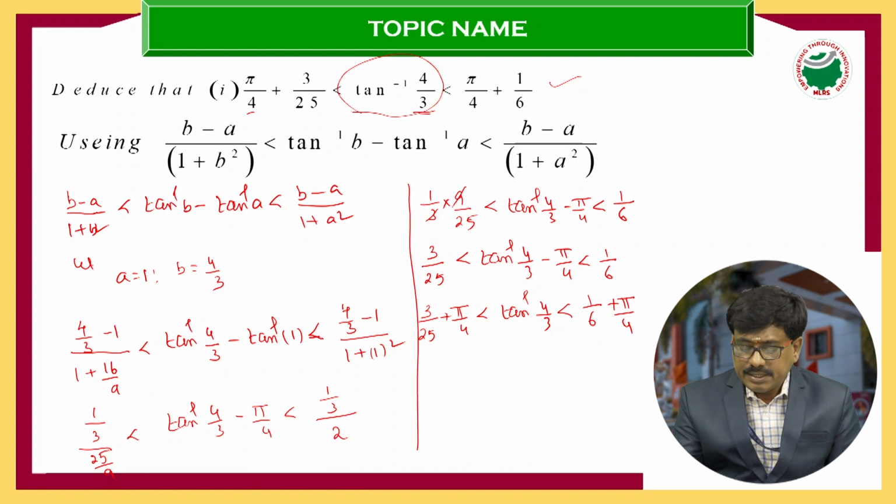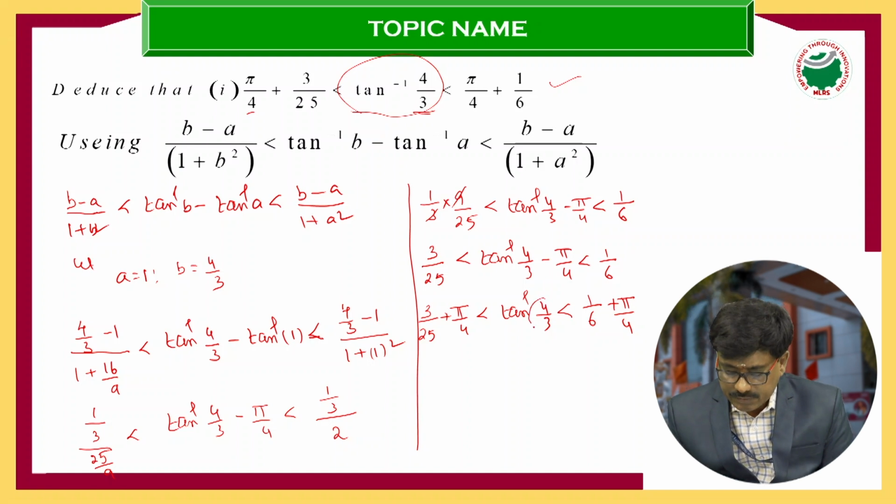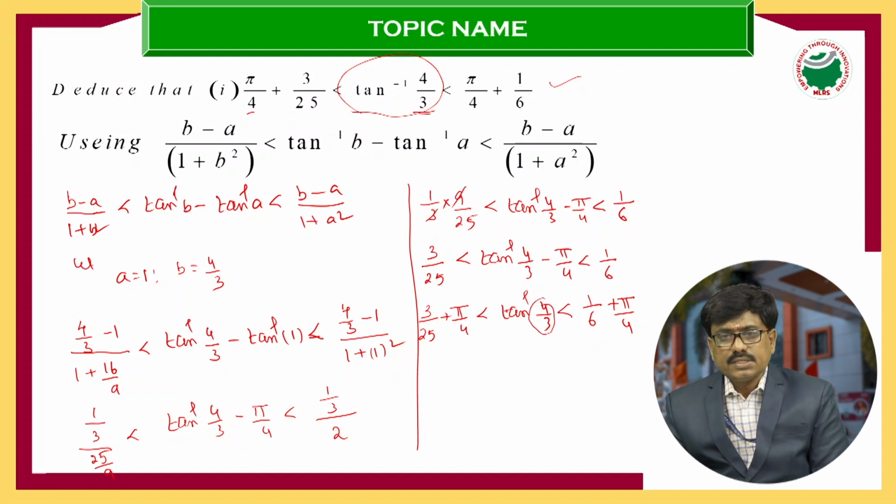Now, we got the inequality: pi by 4 plus 3 by 25 less than tan inverse of 4 by 3 less than pi by 4 plus pi by 6. If you want to calculate any tan inverse of this value, you can use this inequality. We can find the value. That value is always in between these two.